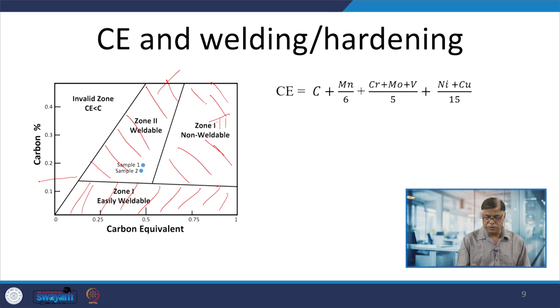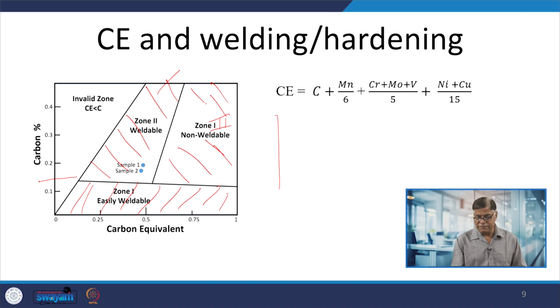This is zone 3, which means this zone will not be easy to cut or easy to weld. Why? Because it will offer a lot of embrittlement and hardening, which will increase the cracking tendency significantly.